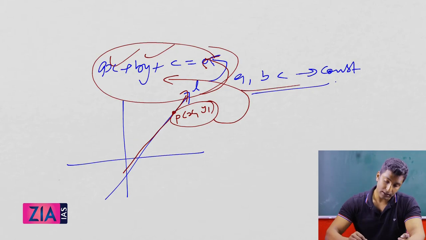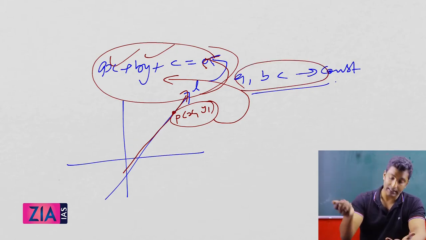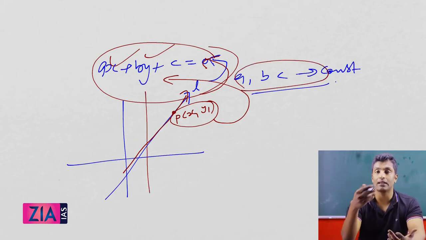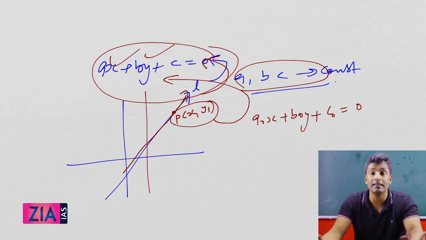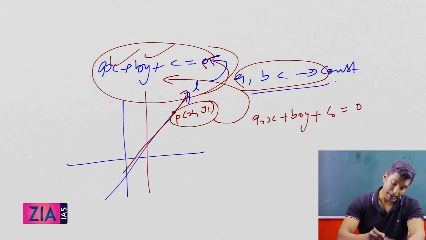Now, based on these constants, you'll get different straight lines. You'll get another straight line if you change the constants. Okay, so if you write it as a0x plus b0y plus c0 equal to 0, that represents another straight line. If you write a1x plus b1y plus c1 equal to 0, that is another straight line. Okay, so this is the basic thing about a straight line.